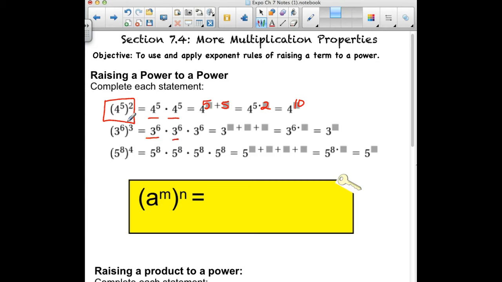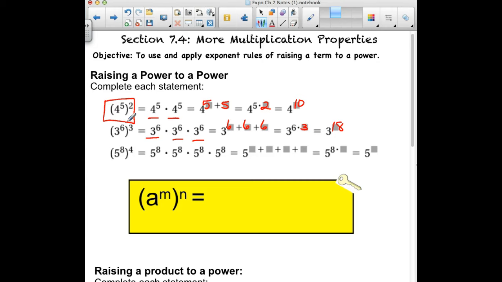Second example, we have 3 to the 6th, and then we are cubing it. Cubing means we have 3 of those expressions, and the bases are all 3s, so we can add all of those exponents together. And 6 plus 6 plus 6 is the same as 6 times 3, or 18. So we end up with 3 to the 18th.